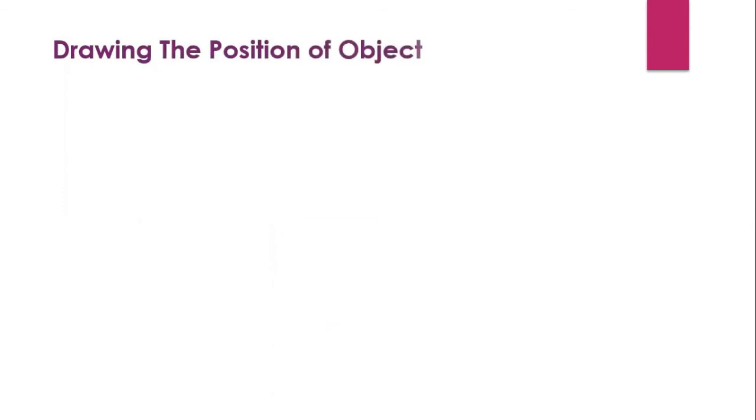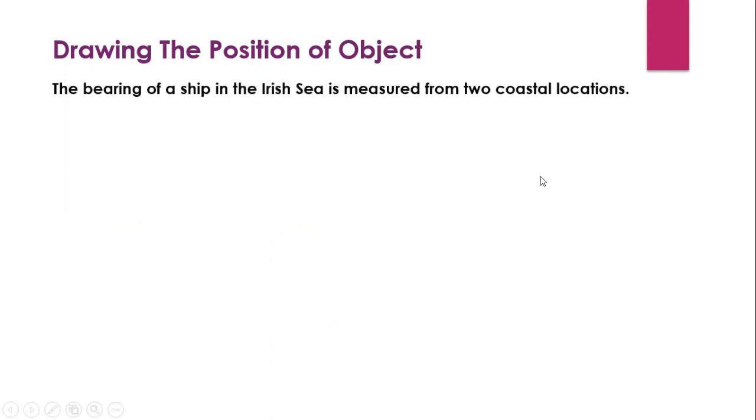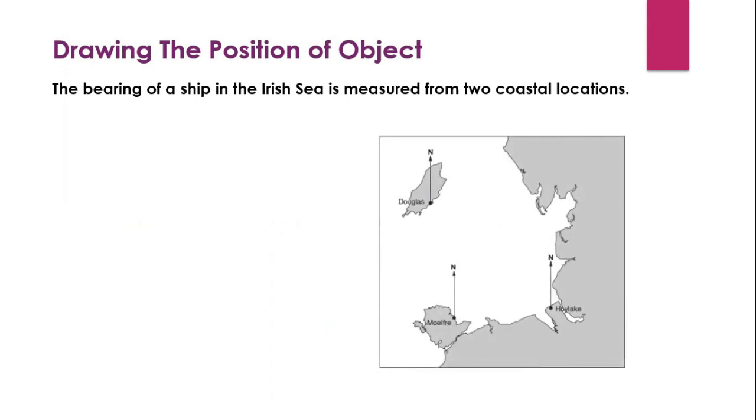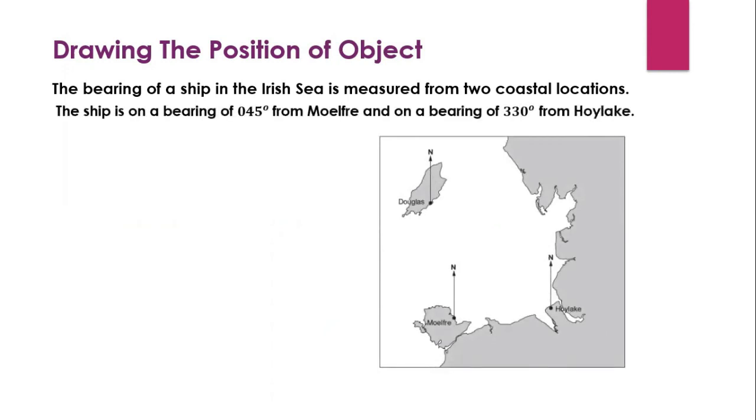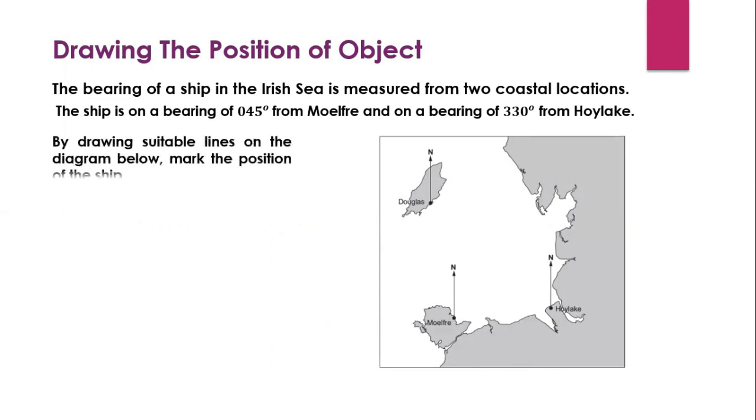Drawing the position of the object. I want to give you one example. The bearing of a ship in the Irish Sea is measured from two coastal locations. This is the map. The ship is on a bearing of 045 from Malta and on a bearing of 330 degrees from Holy Lake. The question is, by drawing suitable lines on the diagram below, mark the position of the ship.